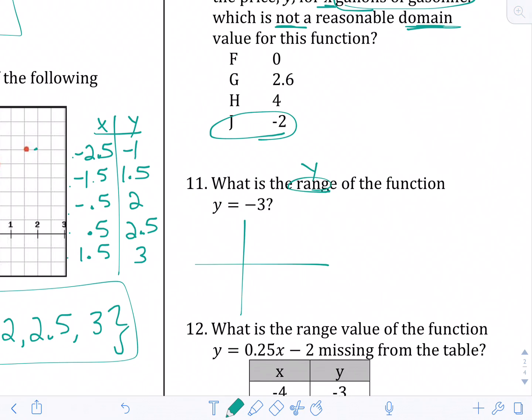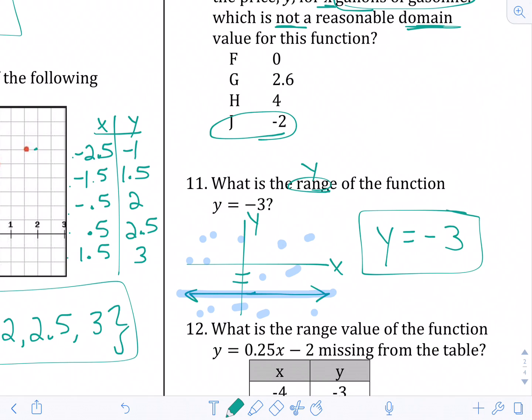So I'm going to go ahead and graph my equation. Here's x, here's y. Y equals negative 3 would be a line that looks just like this. It's asking for range. Range is my y values. I have no y values up here, and I have no y values down here. The only place I have y values is right along this line, so my range is y equals negative 3.